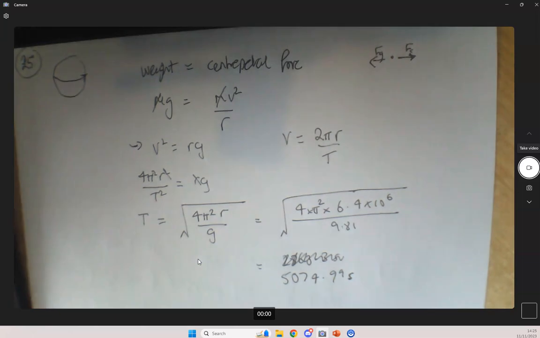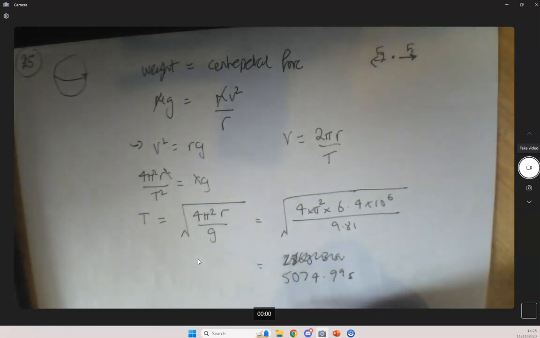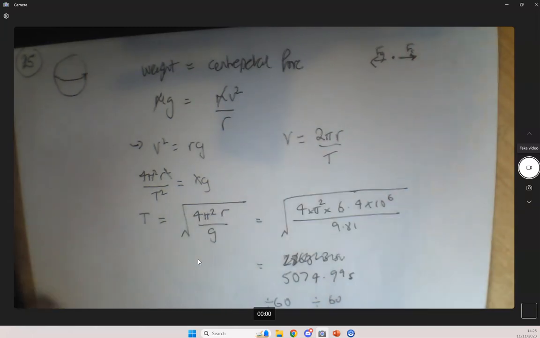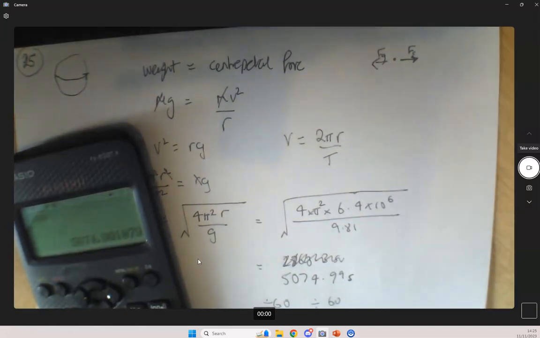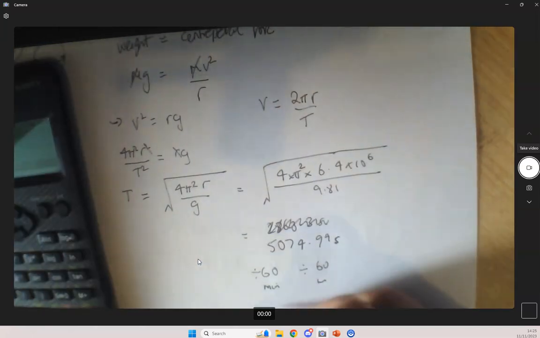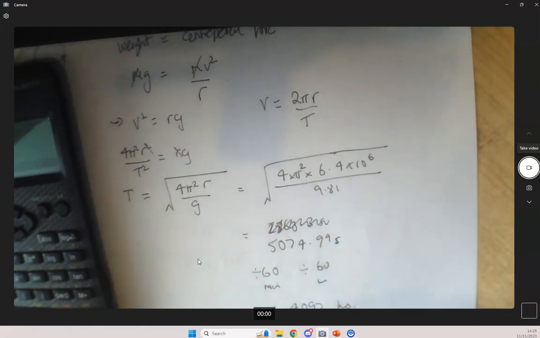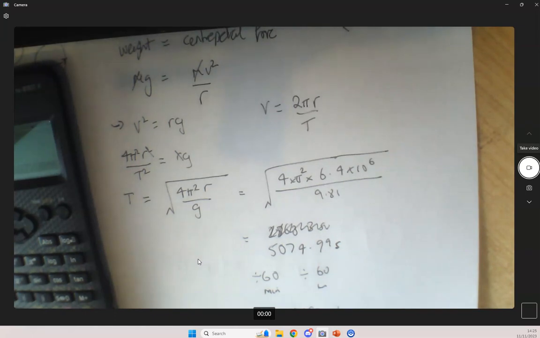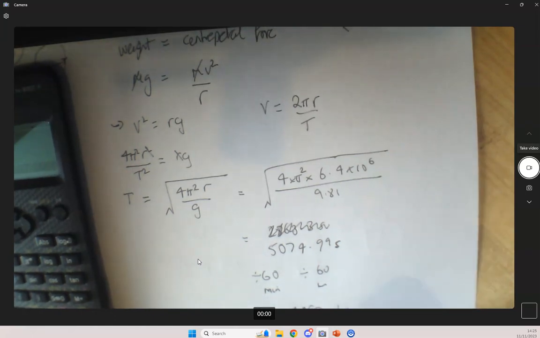Now, they will answer in terms of hours. So to work that out, I'm going to have to divide by 60, which would give me minutes, then divide by 60 again to give me hours. And that gives me an answer of 1.4097 hours, which means they've got an answer of 1.4 hours for B.